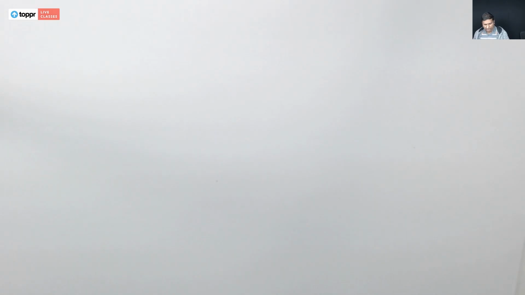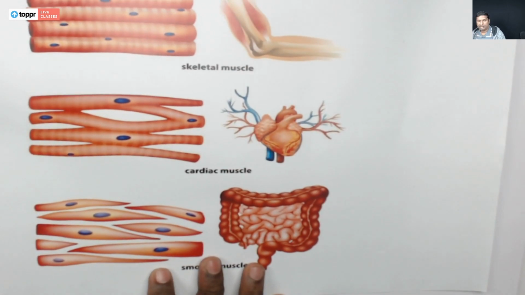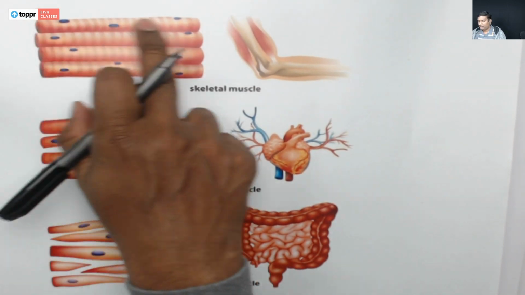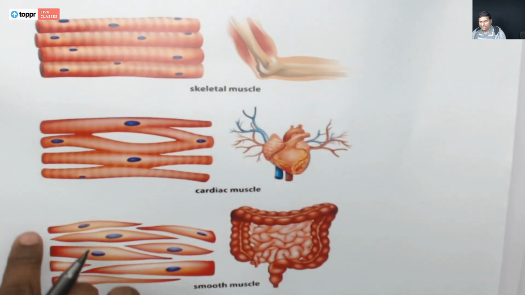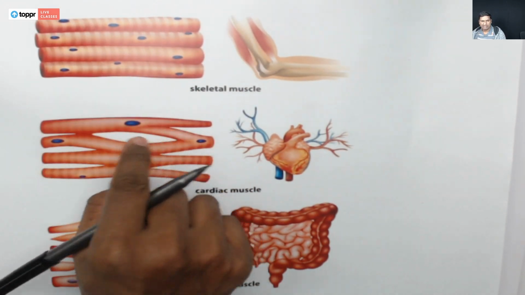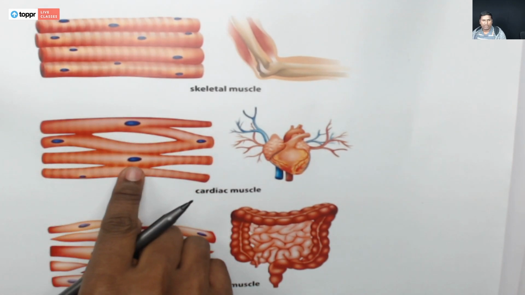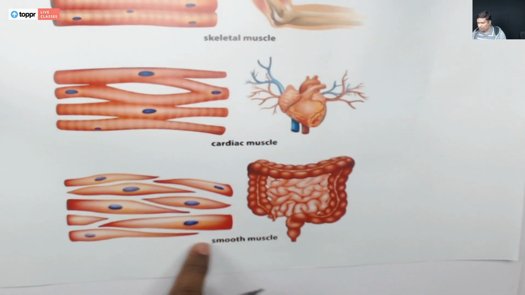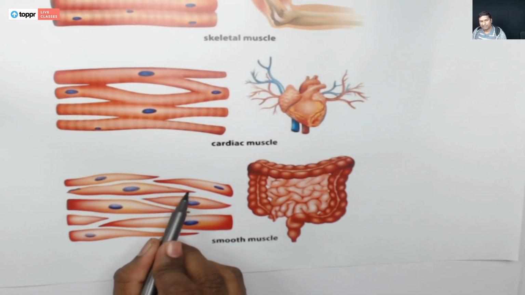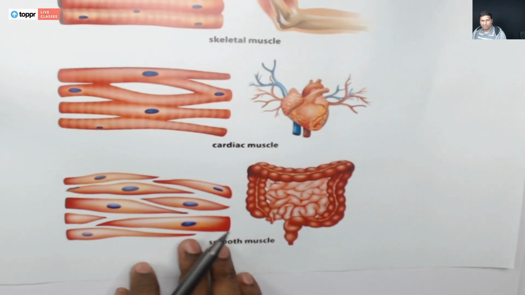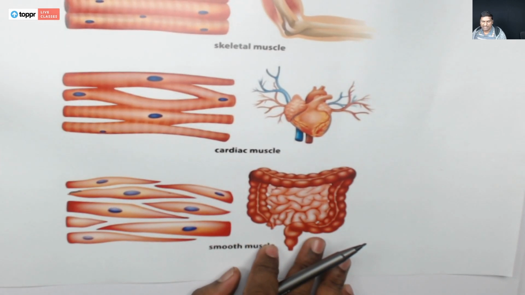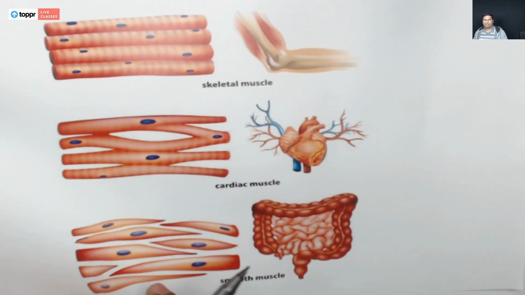So that is about the various types of muscles. Quickly looking at them again, these are multinucleated skeletal muscles. Then you have cardiac muscles, which are more or less rectangular, and they are uninucleated. Then you have the smooth muscles with the tapering ends, and these can be found in your digestive tract, respiratory tract, lungs, etc. So that is about the three types of muscles.